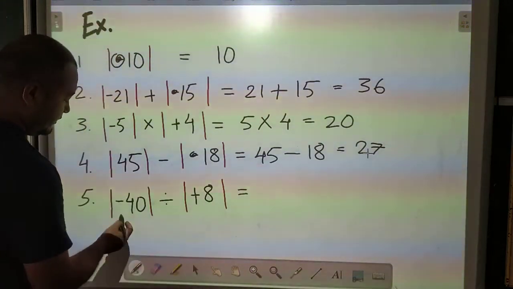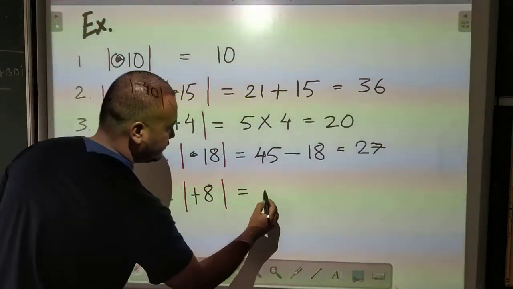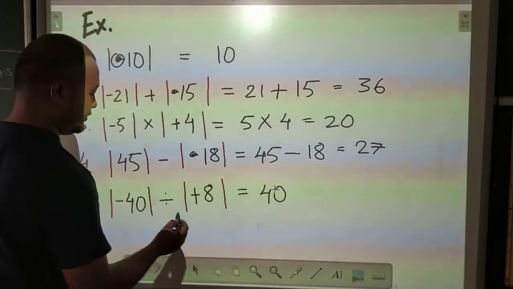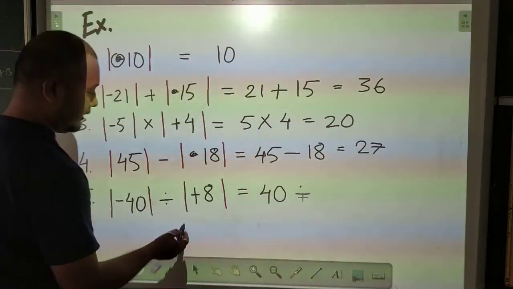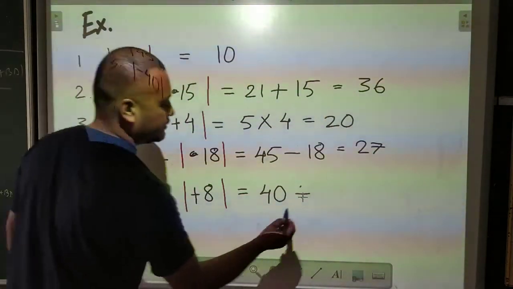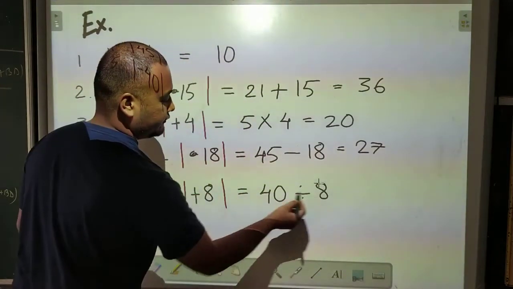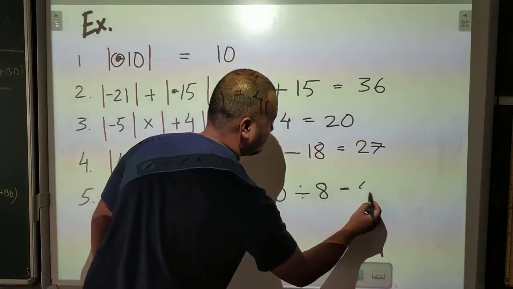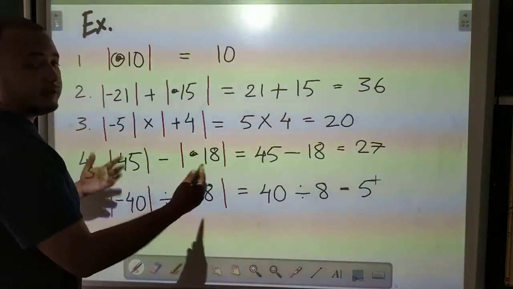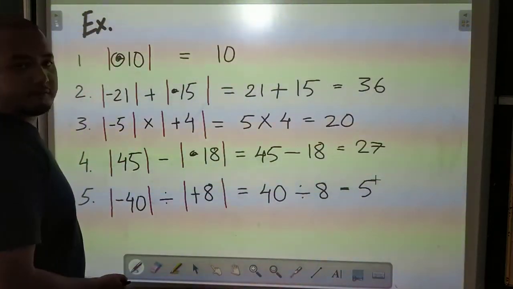And the last one, modulus of minus 40. So we just get 40. There's a division symbol. And then modulus of 8. So it's just 8. So 40 divided by 8 gives you 5. So this is how you will attempt these type of questions.